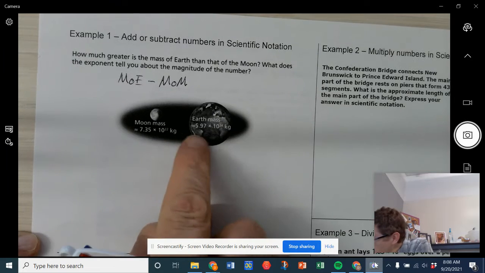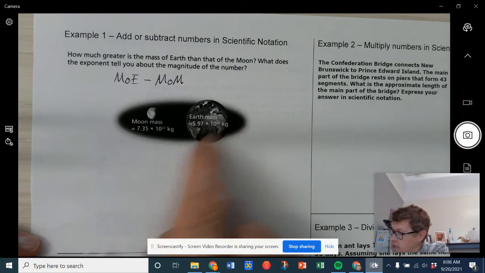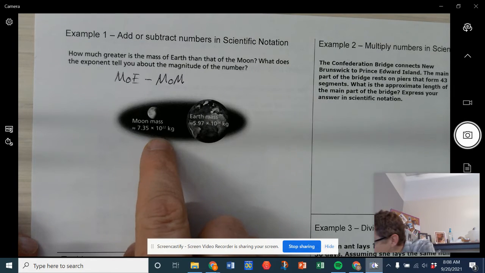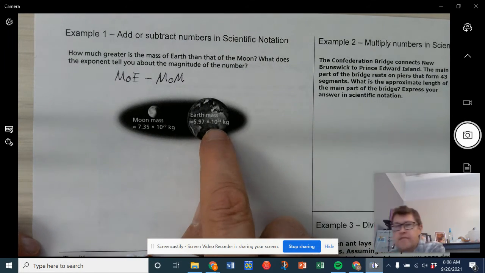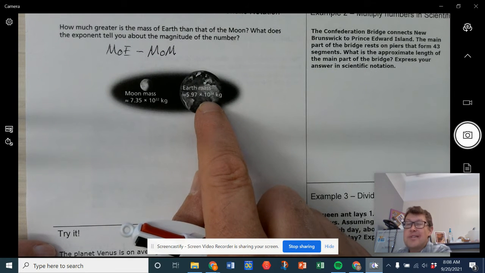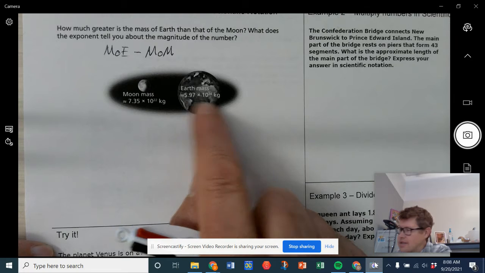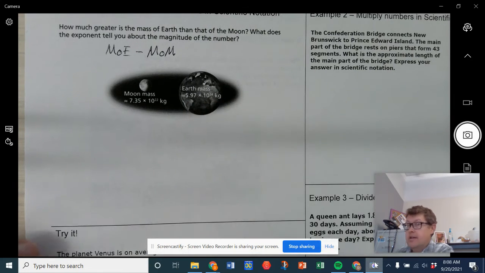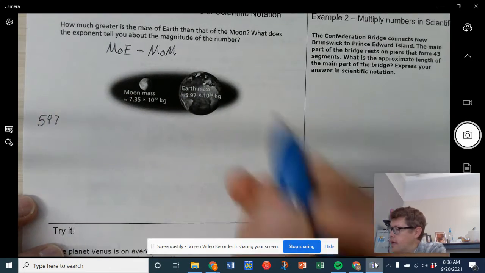So we have the mass of the Earth, 5.97 times 10 to the 24th, and the mass of the Moon is 7.35 times 10 to the 22nd. That 10 to the 24th means there's going to be 22 extra zeros after the 5 and 9 and 7, because you have 24 spaces. So let's do it: 5, 9, 7, and then 22 zeros.